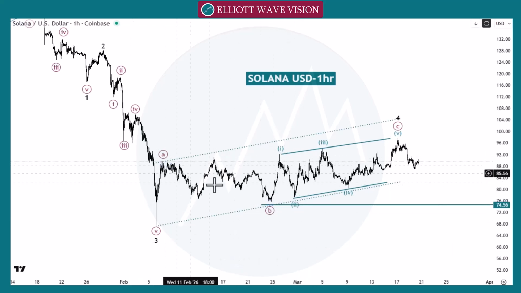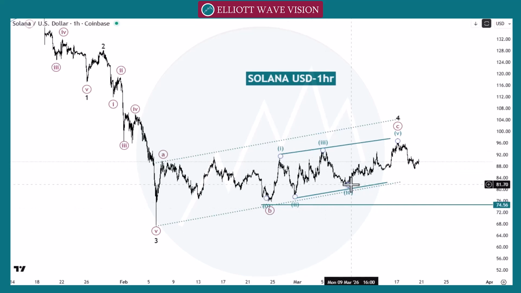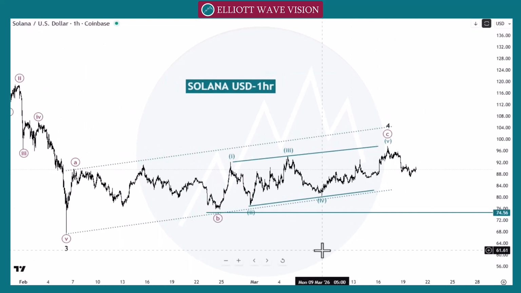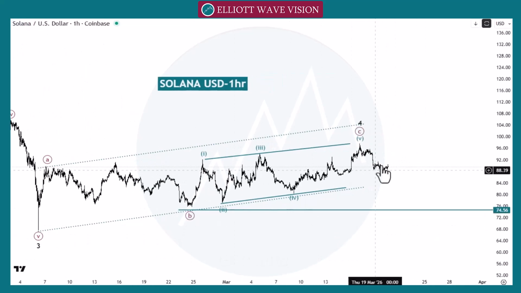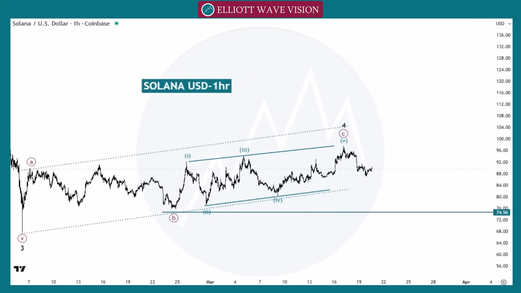We can count differently, like A, B and C as a W, then A, B and C, X, then A, B and C, Y. We can count differently. So after this wave B, we count this move as an ending diagonal. Then the market gives us this move as a 1, 2, 3, 4, 5. Now we need to wait for the next correction, like this A, B and C, the next impulsive move to go towards the bearish side.